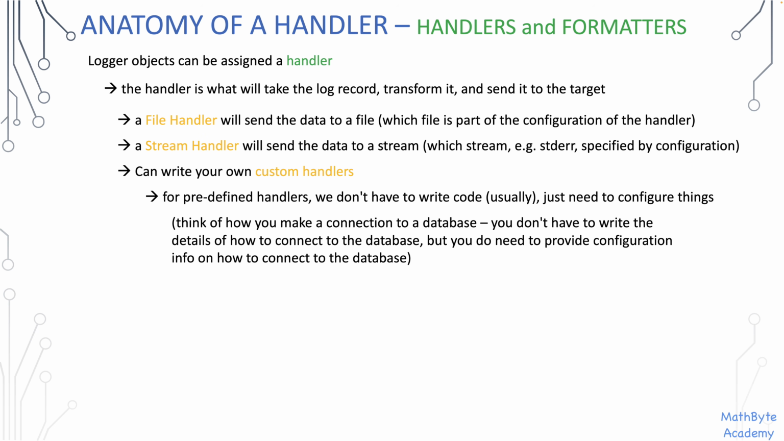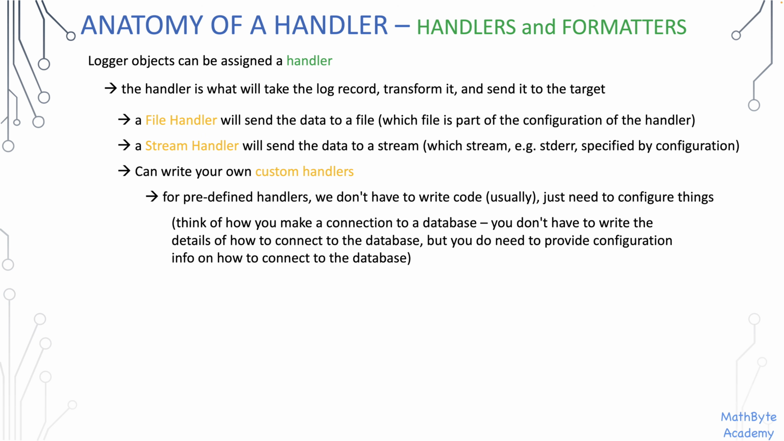So think of how you make a connection to a database, right? You don't have to write the details of how to connect to the database. That's what the connection library does. Let's say you're using Psycopg, for example. You're not writing the code to connect to the database, but you need to provide the configuration. You need to provide the host IP, the port number, the password, the user ID, the database you want to connect to. All that is the configuration of your connection object.